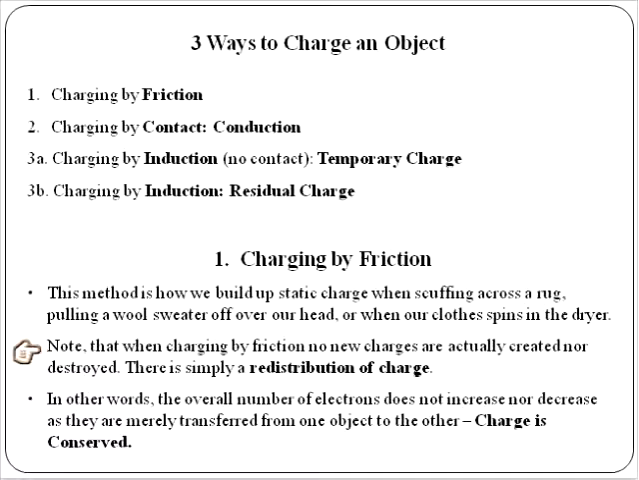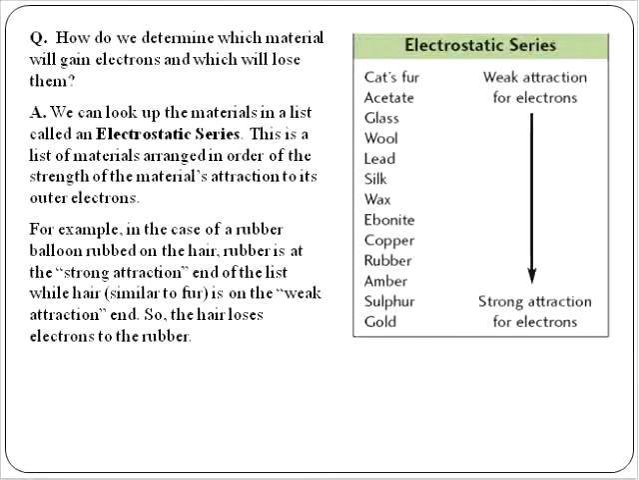So charge is actually conserved, the total charge. If one object loses 50 electrons, then the other object has to gain those 50 electrons. Okay, they have to go somewhere. They're not destroyed. So let's look at that in a little more detail.